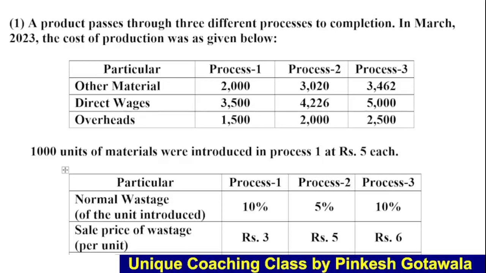Students, we have started process costing, and in the previous two videos we got the basic information about the process account and also learned about the abnormal gain and abnormal loss. Now today we are going to start the first sum of this chapter. So let's start. A product passes through three different processes to completion.